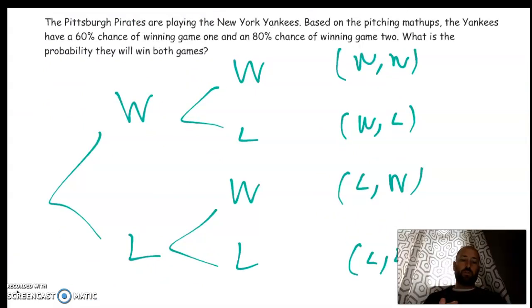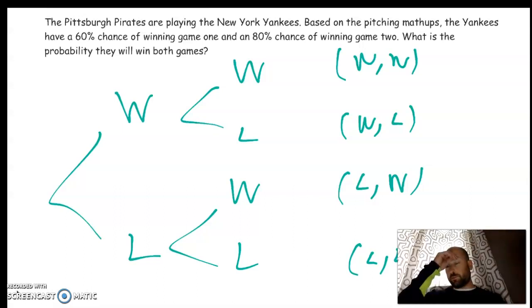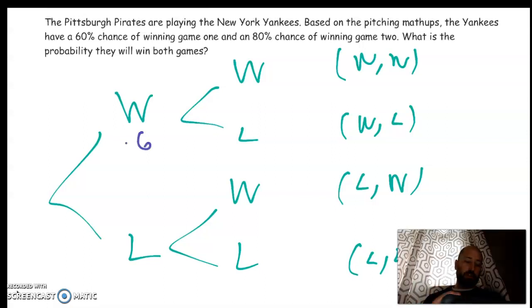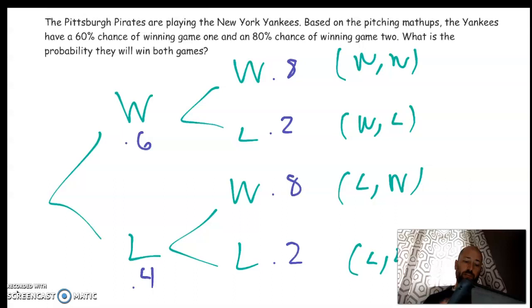Again, now I'm going to go with our probabilities. I'm going to be careful on this one because the probabilities change from event to event. So on the first game, they have a 60% chance of winning and a 40% chance of losing. The next one it changes, so 80 and 20, and you'll notice I put them right into decimals, because that is the easiest way for me to calculate.